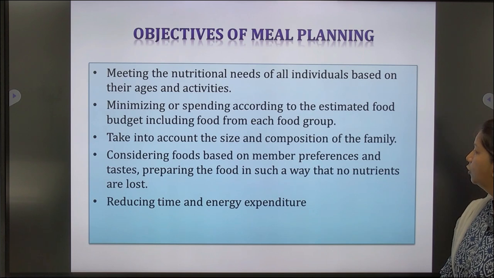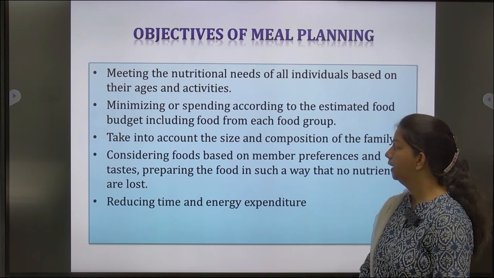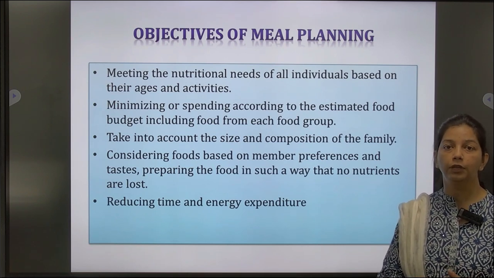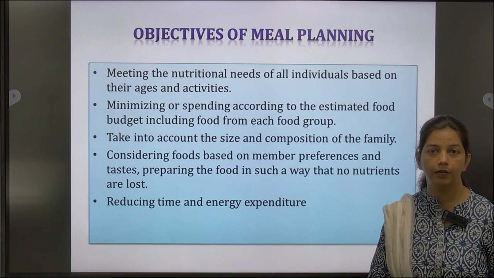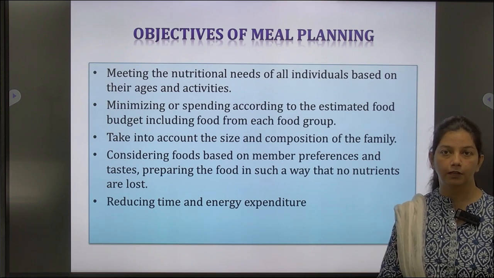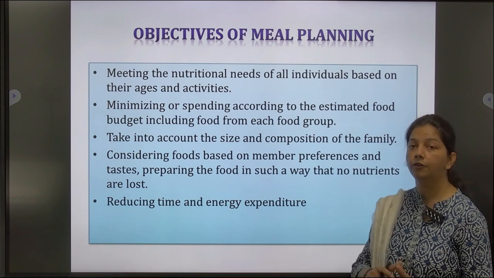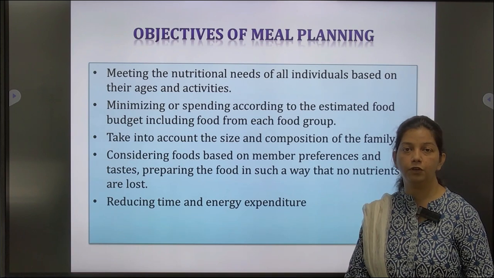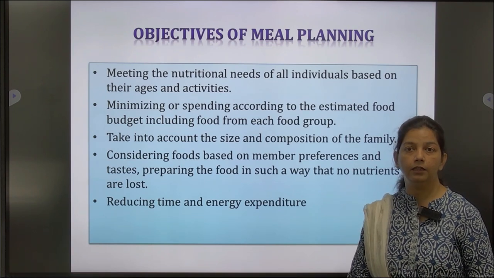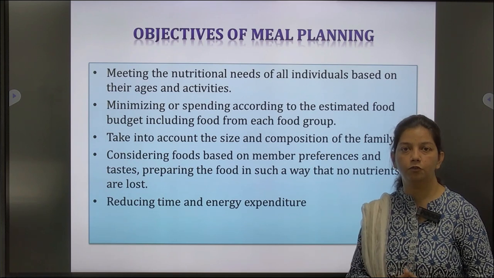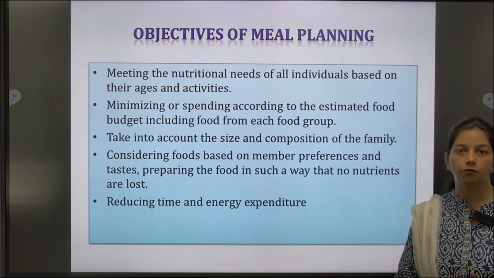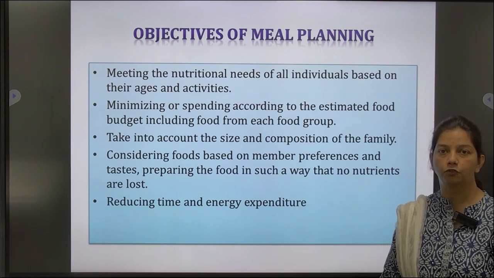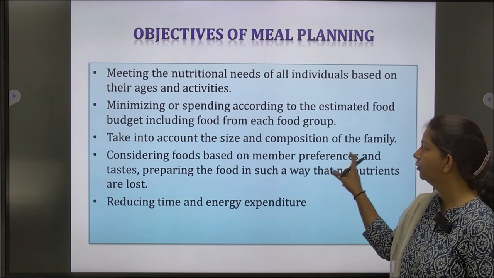Then the size and composition of the family is also important. Like if we have a big joint family, we have to keep in mind the number of persons living in the family and the food required per person. Also the composition: if there is an old person and also a younger person, we have to keep in mind the likes and dislikes. The old age ones mostly prefer semi-solid foods and avoid solid food, while the younger ones prefer more solid, attractive and colorful foods. So we have to keep in mind the composition of the family.